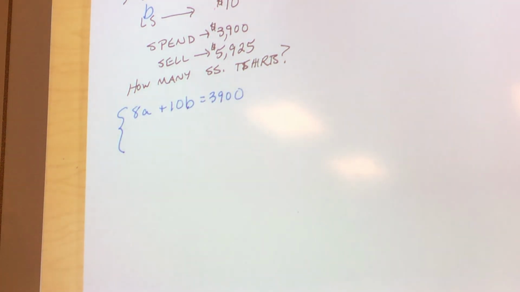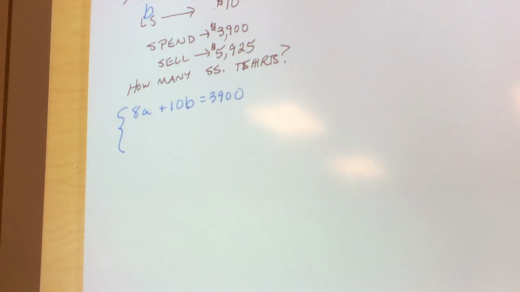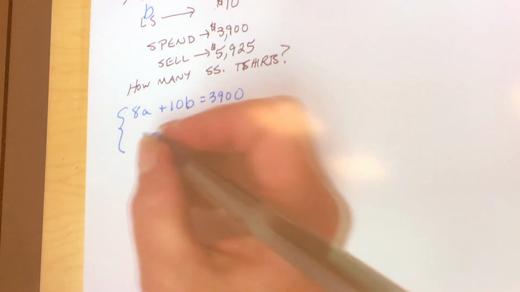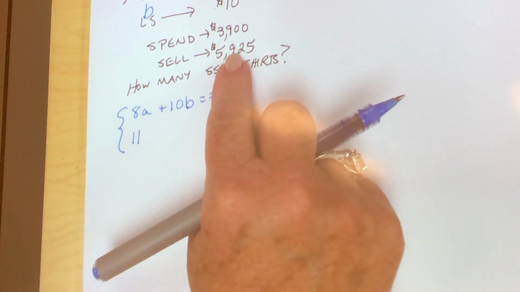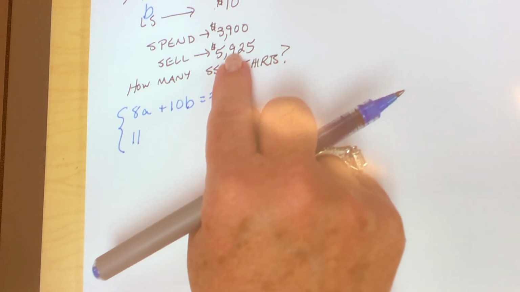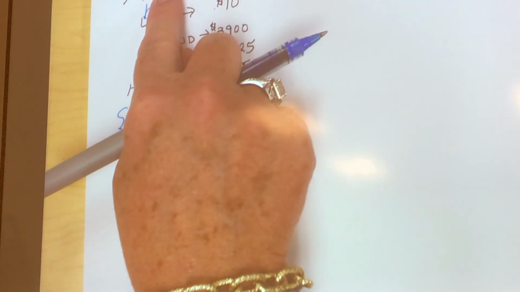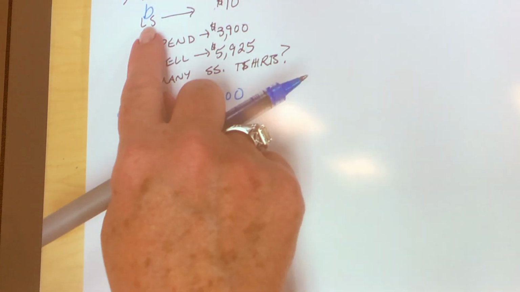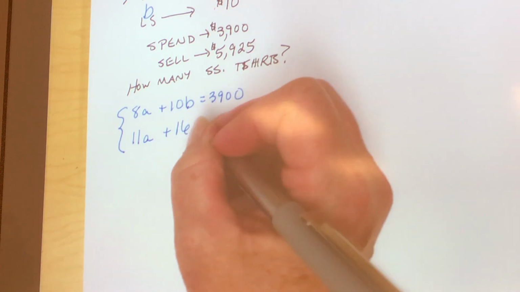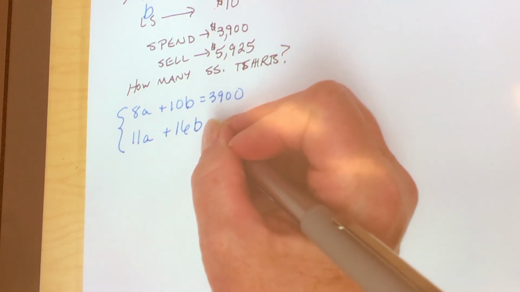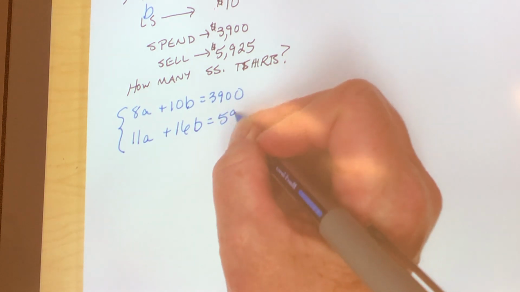Okay, now can you make up one that totals $5,925? What's that going to be? 11A plus 16B equals 5,925. That's what I sell them for. That's how much money I bring in. That's my revenue. All right, profit. $11 for every short sleeve, $16 for every long sleeve. So 11A plus 16B. That's why I don't like to use B's, because they end up looking like sixes to some kids. And that is $5,925.